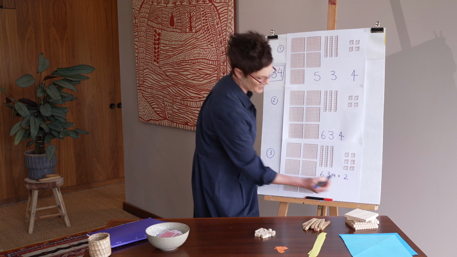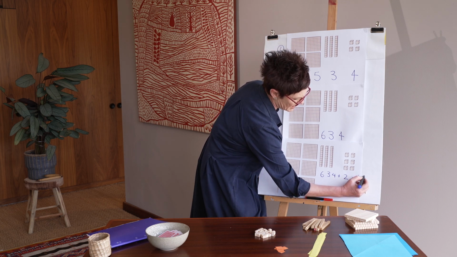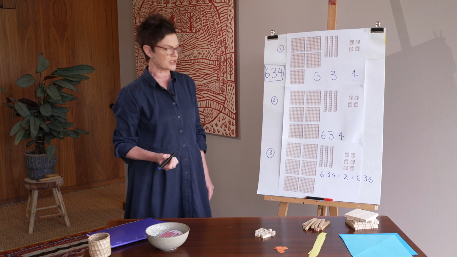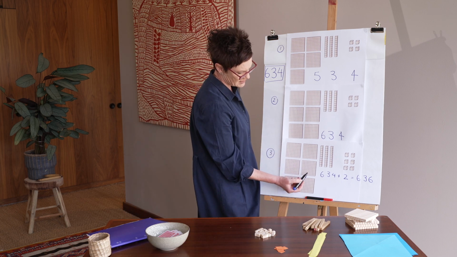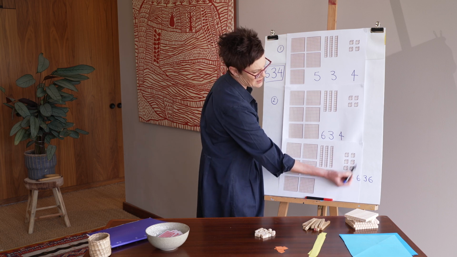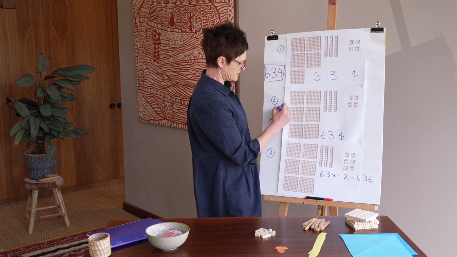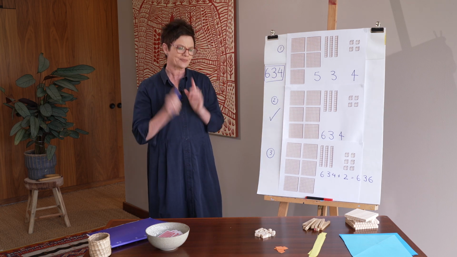And 634 plus the 2 more is 636. Great work with 3-digit numbers. Just check that. You're right. 6 hundreds, 3 tens and 6 ones. So congratulations if you did pick the one in the middle, and well done, Austin.